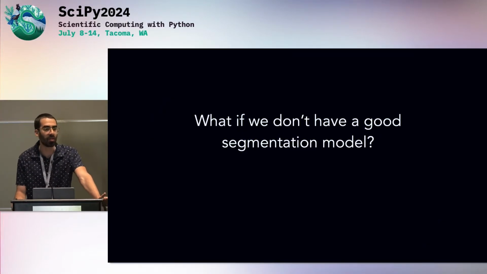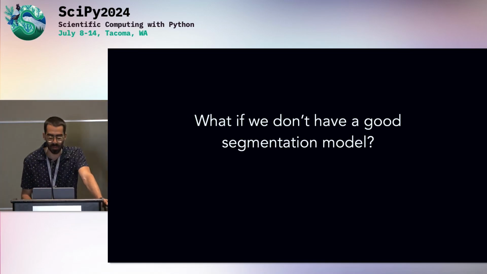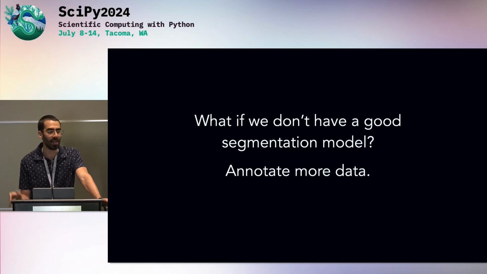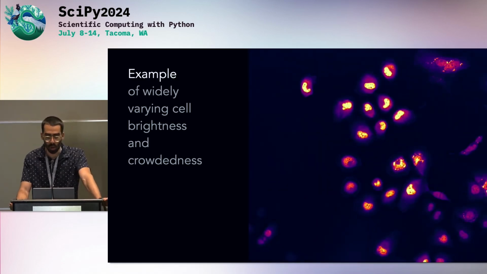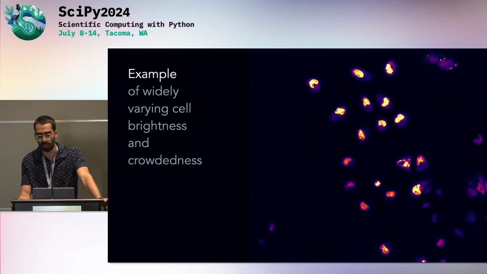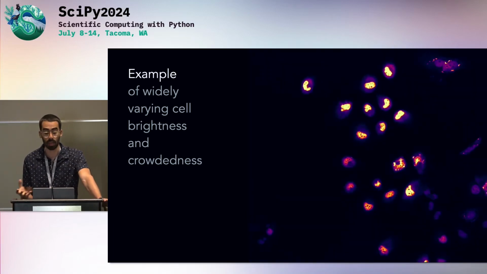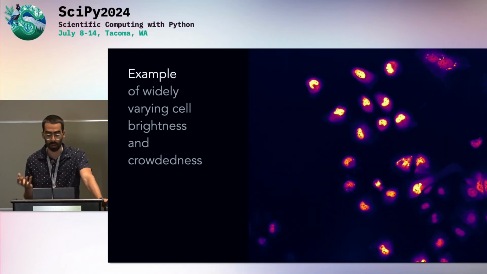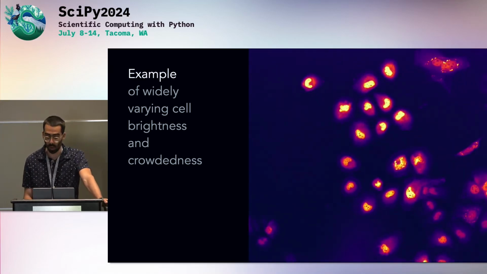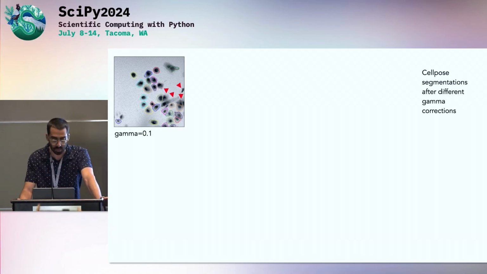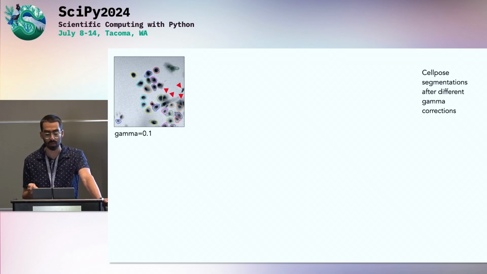But what happens when we don't have good segmentation models? I think most people will, at least at some point, have this issue. And a lot of times what the ML expert will tell you is, oh, annotate more data. But we don't want to do that, especially if we're going to 3D. So here is an example where we have a few cells we want to segment. You can see some of them have very bright nuclei, but not all of them. So when we apply Cellpose, we try to tweak the gamma to get better contrast, but we could never reach a point where we had all the cells correctly segmented.